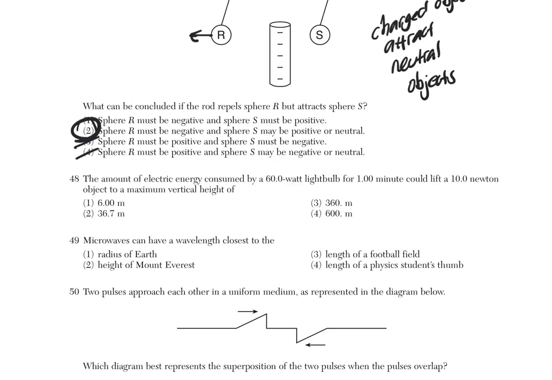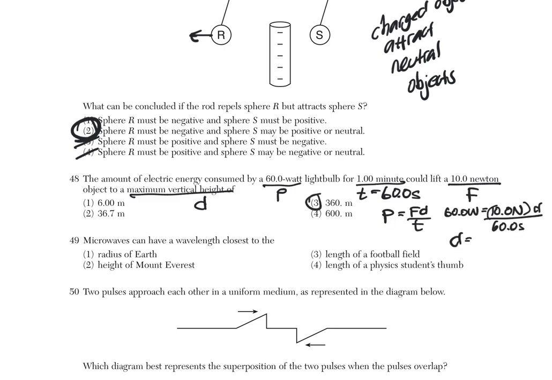Okay, 3 more in the multiple choice. We have power, a 60-watt light bulb, that is the power. The time is 1 minute, but we need that in seconds, so that's 60 seconds. It could lift a 10 Newton object, and that's the F, that's the force, to a maximum vertical height of, so that's the D, and it wants to know what is D. So when we work the numbers, 60 times 60 is 3,600, divided by 10 is 360 meters. That is pretty high. Choice 3.